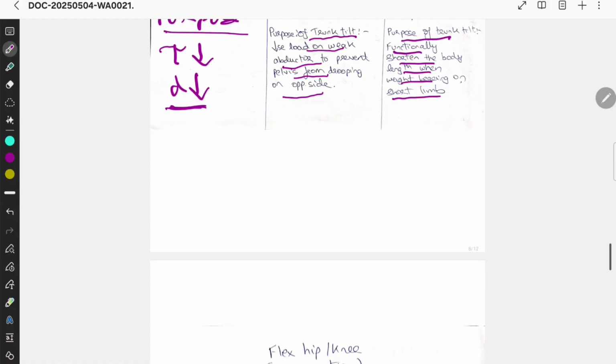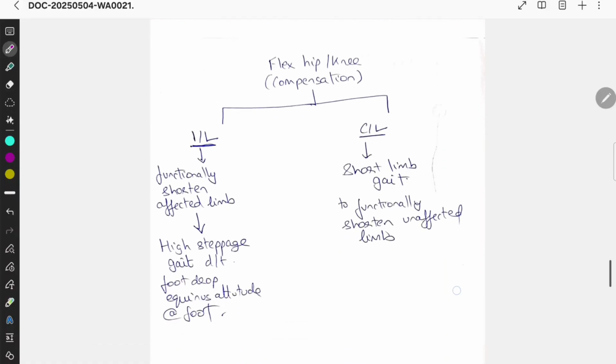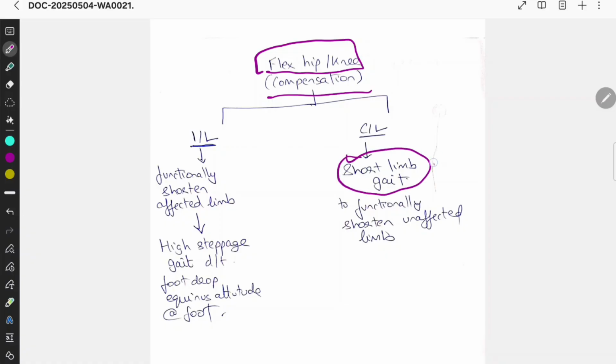Okay, so now one more analytical point is about the observation of flexion at the hip and knee, the compensation. Whenever there is flexion at the hip and knee, if it is contralateral, we already know that it is a short limb gait. Why? To functionally shorten the unaffected limb. Am I making sense? Clear?